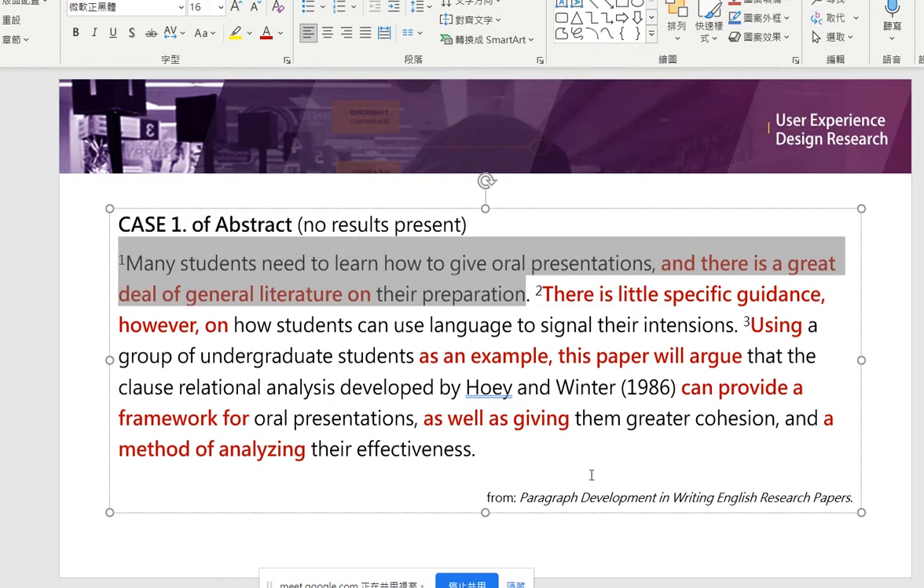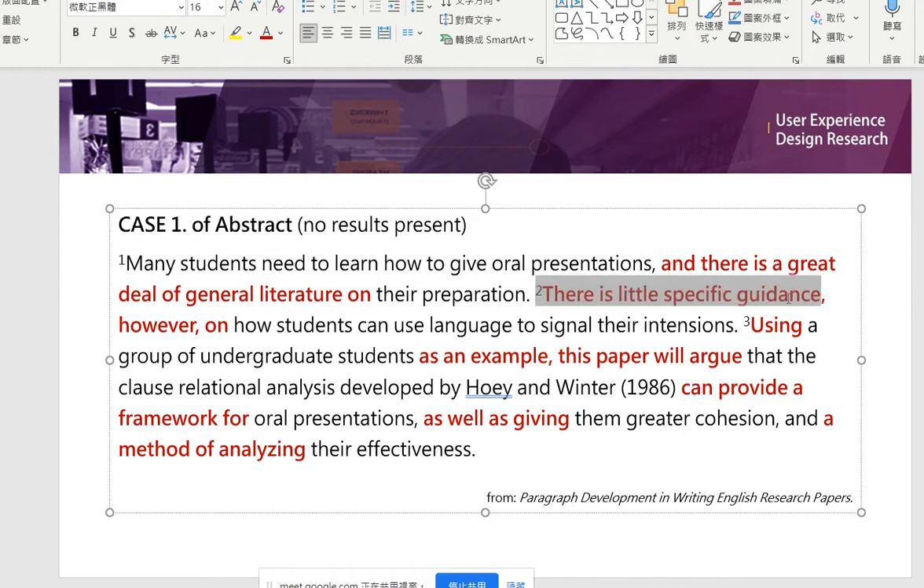Yeah. Okay. And the second is there is a little specific guidance, however, on how students can use language to signal their intentions. So although we want to point out our research is important, you still have to find a different area within the big topic, the big direction. So paragraph 2 talks about there is little specific guidance. That means, although the topic is very famous and everyone wants to do that, we choose one of the difficult and very seldom researched areas, but we challenge it. So that is why this abstract mentioned there is little specific guidance. Okay.